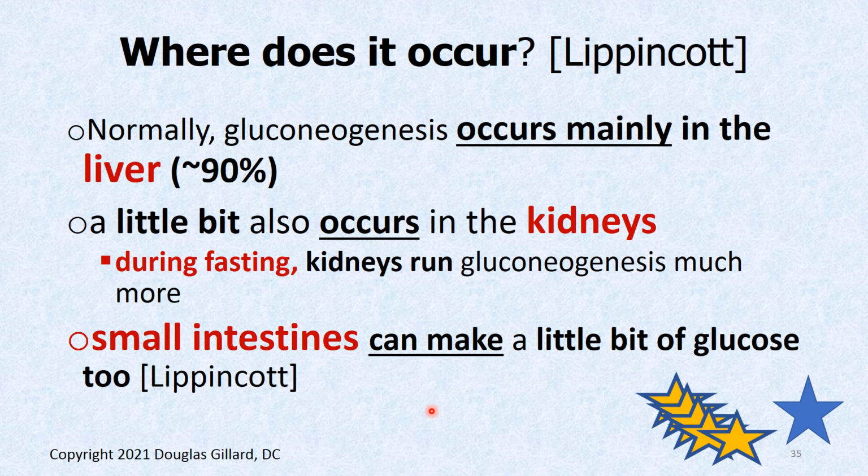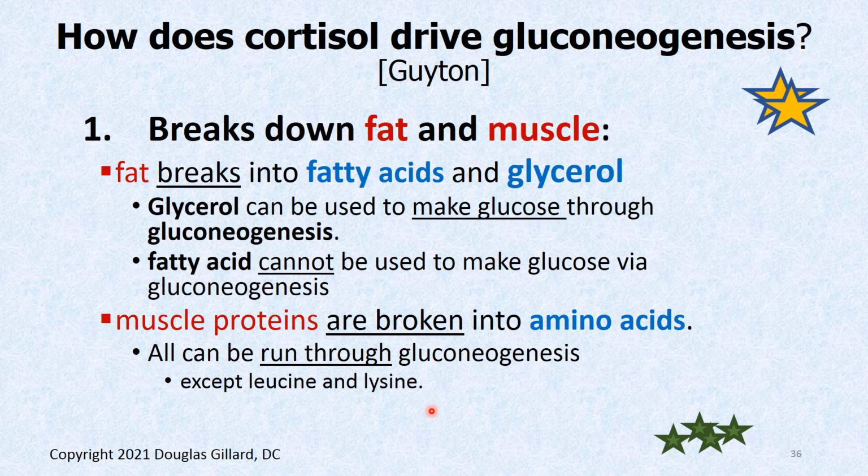Where does gluconeogenesis happen? Is it happening in your muscle cells, your skin cells, your eye cells? It's mainly in the liver. 90% of gluconeogenesis is going on in the liver. The kidneys can do it, and the small intestines can do it as well, in the kidney cells and enterocytes. During a fast, the kidneys can go up to, I think, 15%. It can rise much higher, but normally it's just a little bit.